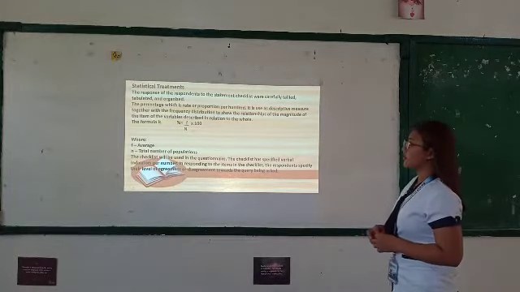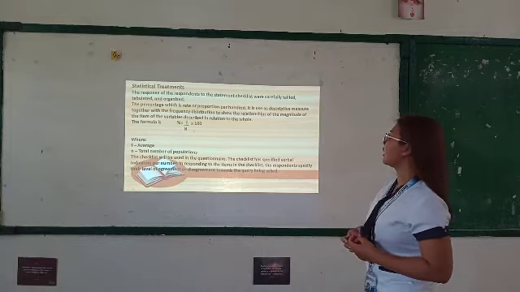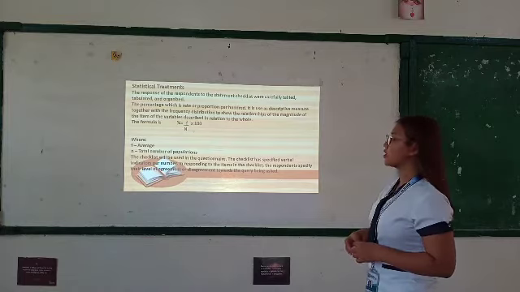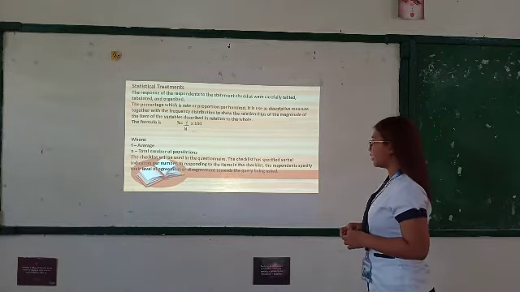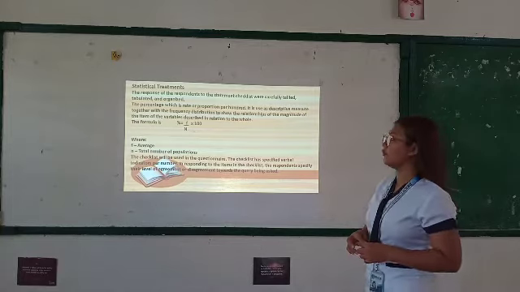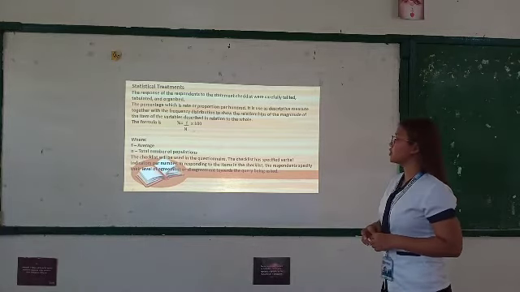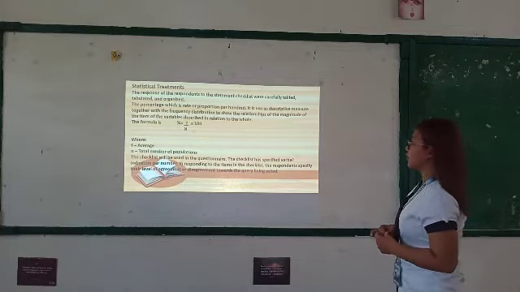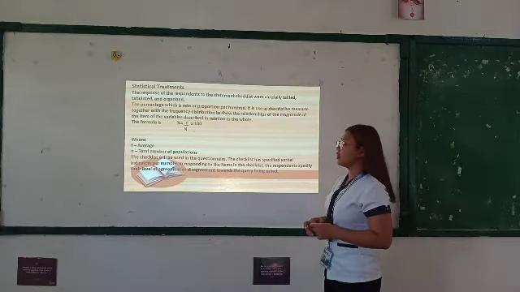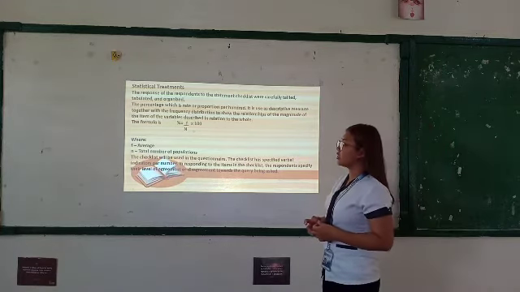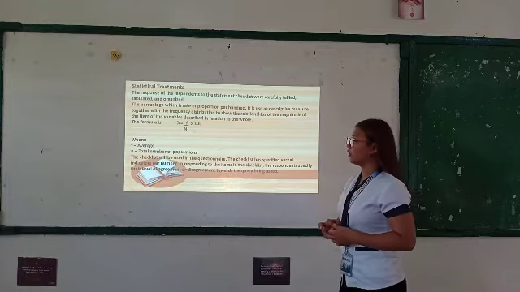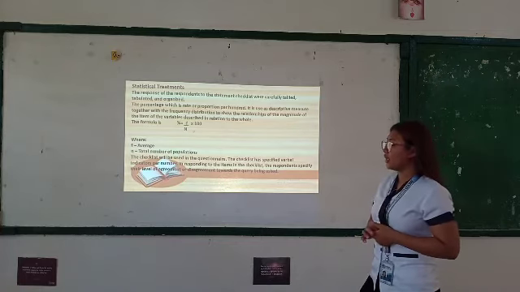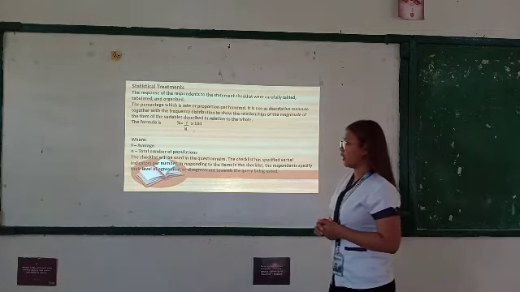Statistical treatments. The responses of the respondents to the statement checklist were carefully tallied, tabulated, and organized. The percentage is a rate or proportion per 100. It is used as a descriptive measure together with the frequency distribution to show the relationship of the magnitude of the item of the variables described in relation to the whole. The formula is: percentage equals F divided by N, multiplied by 100, where F is the frequency and N is the total number of population.